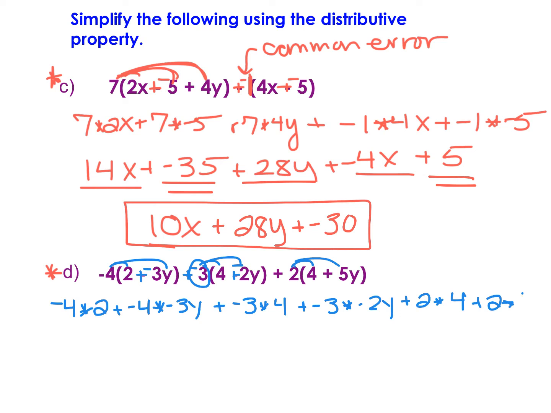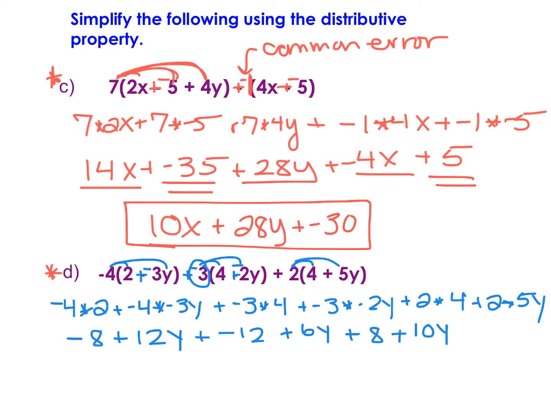plus 2 times 5y. So now if we go through, we have negative 8 plus negative 4 times negative 3 is 12y plus negative 12. Negative 3 times negative 2 is plus 6y plus 8 plus 10y.